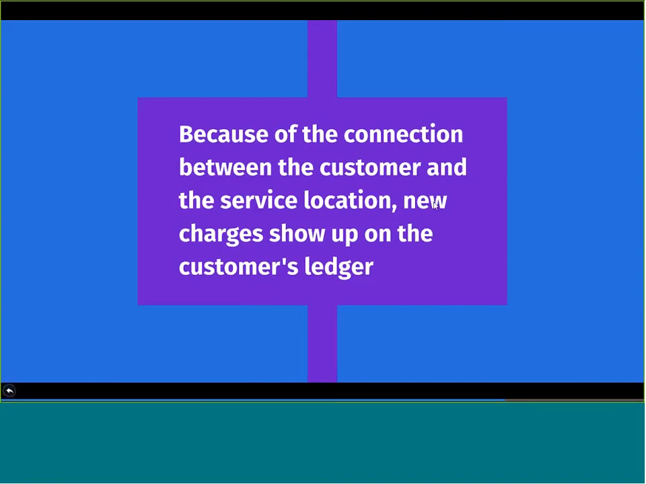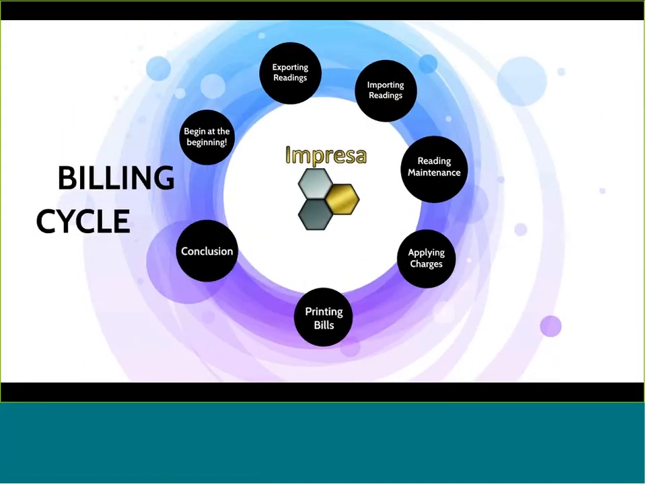But that also, because the service location is attached to the customer screen, or to the customer, those charges show up on the customer's ledger. Now, if you don't have a customer account attached to a service location, no charges will be generated, but if you have a meter connected there, it still needs to calculate everything and attach it somewhere. So it's going to attach it to the service location itself.